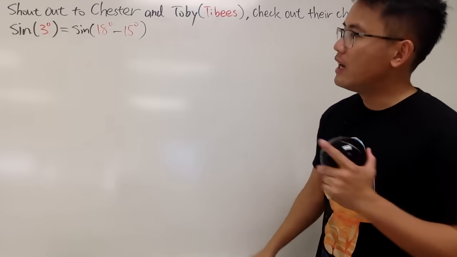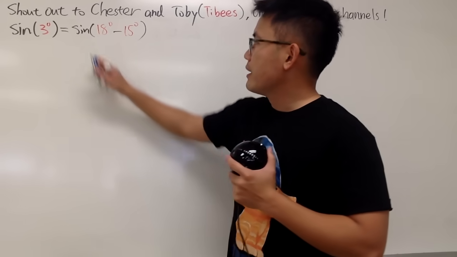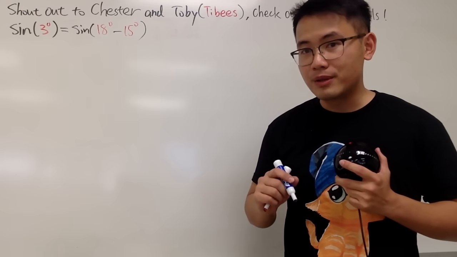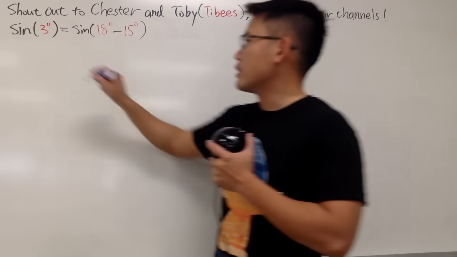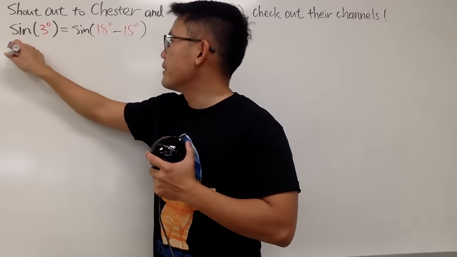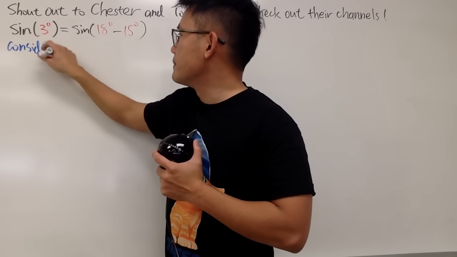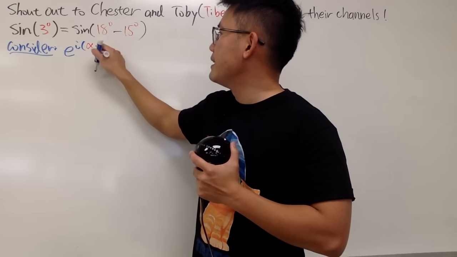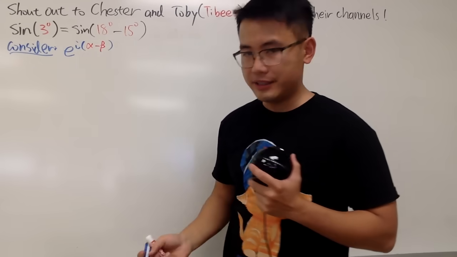So the first thing is that I'll show you guys how to prove the angle difference formula for sine. And this is how we'll do it. We'll use complex numbers. We'll use Euler's formula. So here is the deal. We are going to look at the following. So consider e to the i times alpha minus beta power, like this.